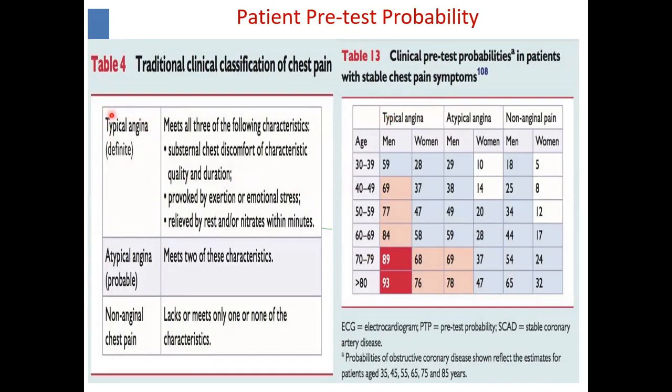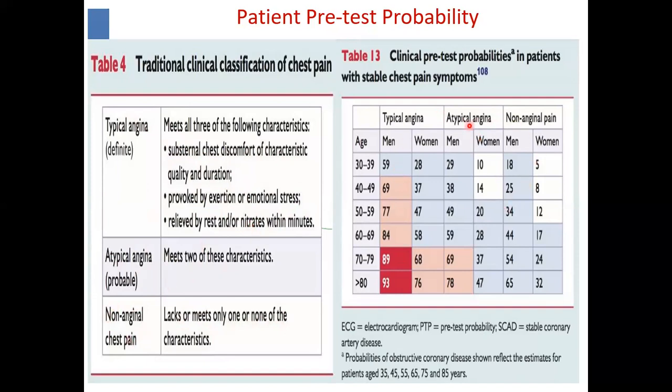Looking at this one on this side, typical angina is defined as the presence of substantial chest discomfort of characteristic quality and duration that is provoked by exertion or emotional stress and is relieved by rest and or nitrates within minutes. So if a patient is having all three of these, you can define that person as having typical angina. Now, if the patient meets only two of these criteria, it is an atypical angina or probable angina. When the patient meets only one or none of these characteristics, it's a non-anginal chest pain.